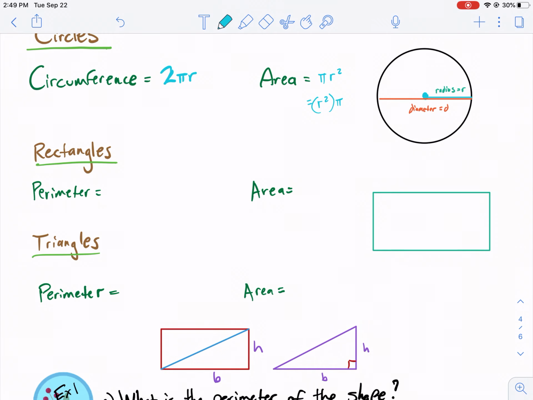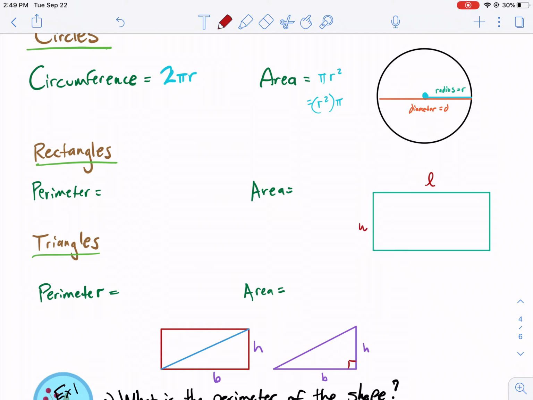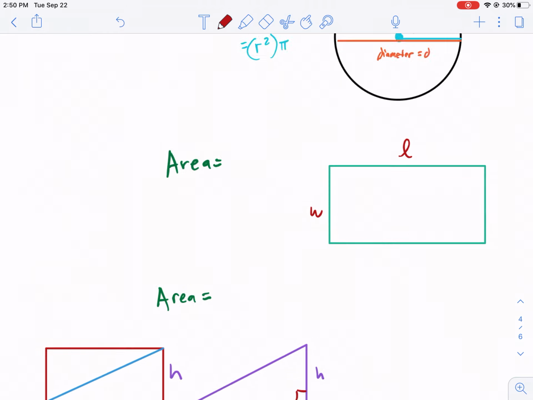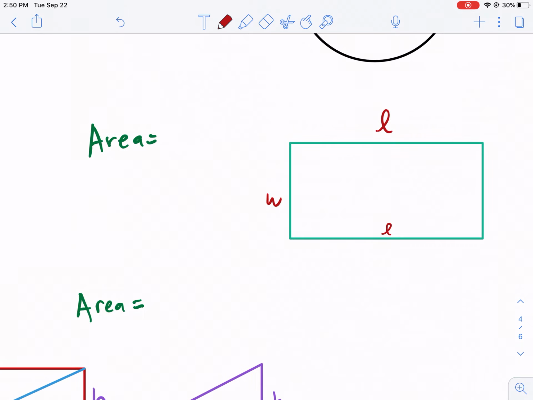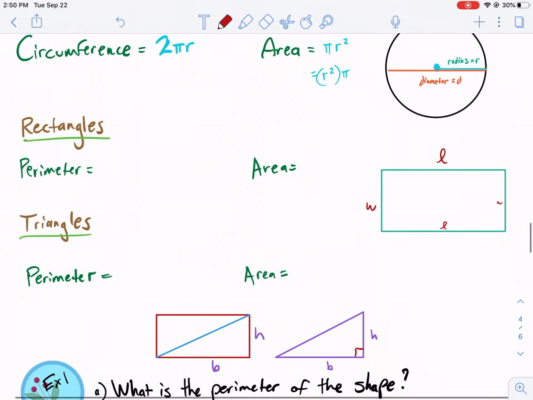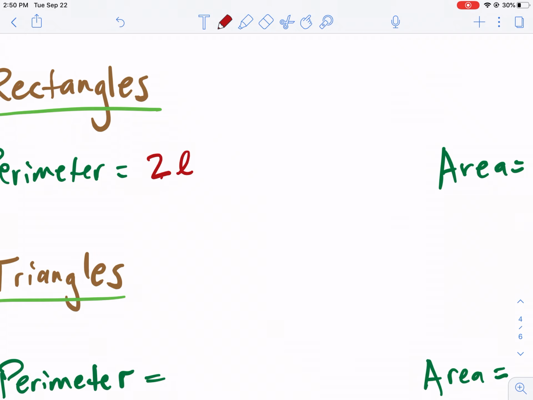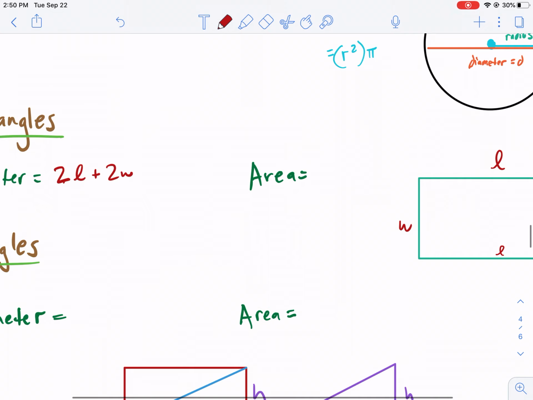Rectangles are shapes with 90-degree angles. They have length and they have width. The perimeter is simply adding up all the lengths and widths. If you look at the lengths here, how many lengths are there? There are 2 lengths and 2 widths. So the perimeter is 2 lengths plus 2 widths.